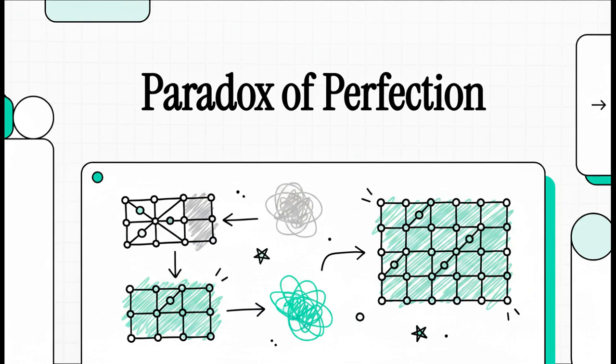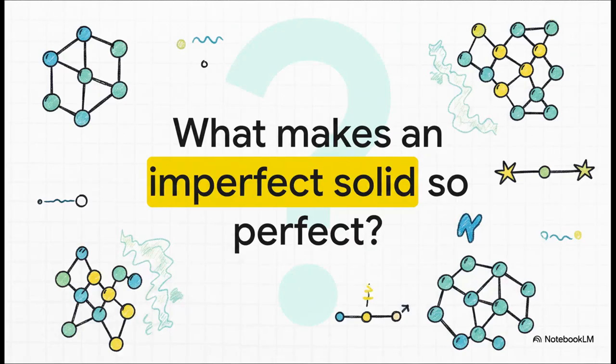But here is the wild, counterintuitive premise of material science. Perfect solids absolutely do not exist. And honestly, we really wouldn't want them to anyway. So that brings us to the big question. What actually makes an imperfect solid so perfect?